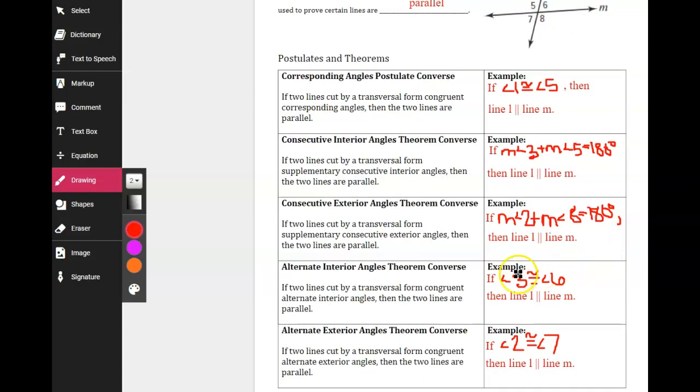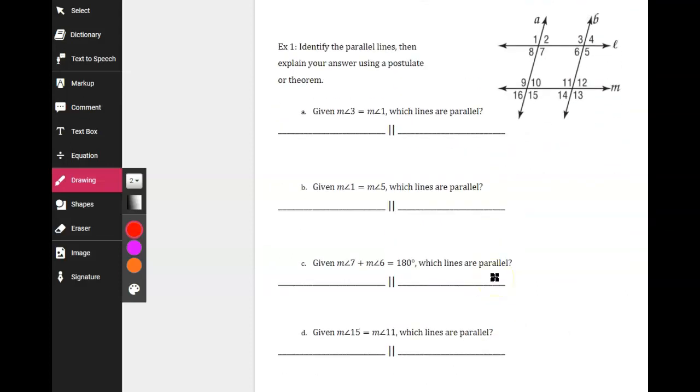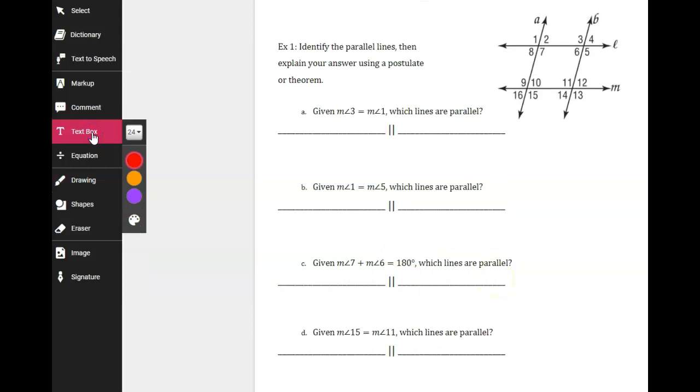So let's go ahead and scroll down. Let's get to our examples. The instructions say, identify the parallel lines, then explain your answer using a postulate or theorem. So we're using that diagram to the right side. We're answering a lot of different questions about them.